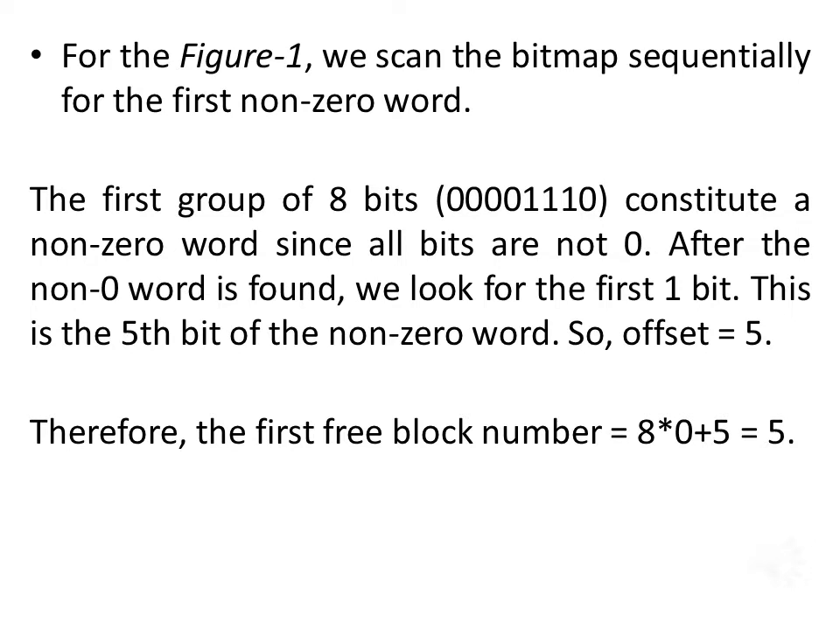In figure number 1, we can scan the bitmap sequentially for the first non-zero word. The first group of 8 bits, that is 00001110, constitutes a non-zero word since all bits are not 0. After the non-zero word is found, we look for the first 1 bit. This is the fifth bit of the non-zero word, so offset equals 5. Putting the values in the formula, we get the block number: 8 is multiplied with 0, and to whatever the result, we add 5. So the block number is 5.